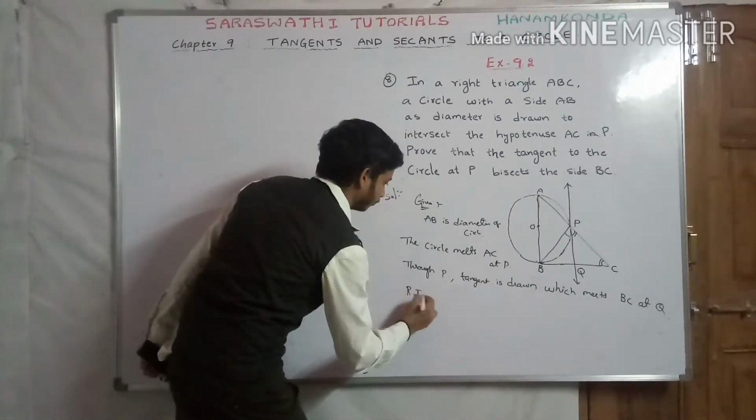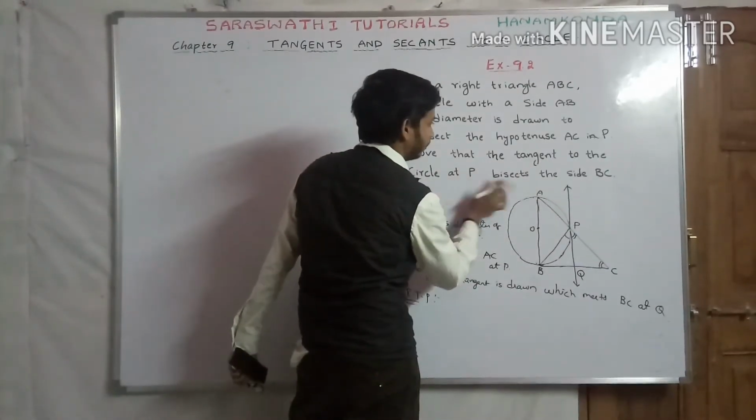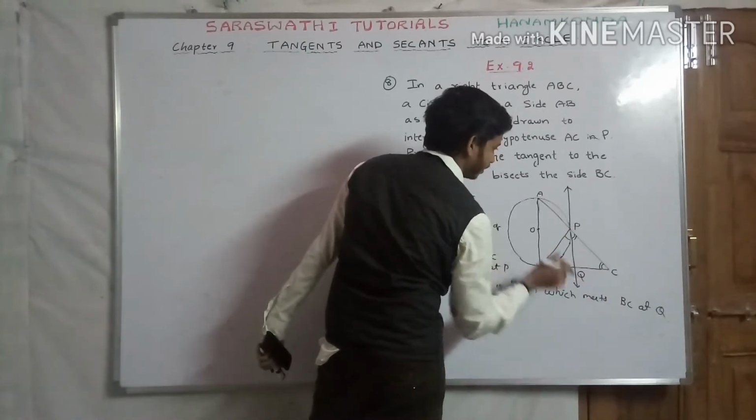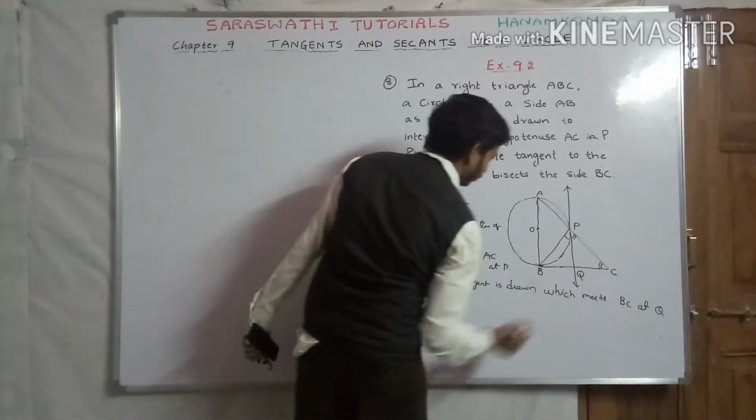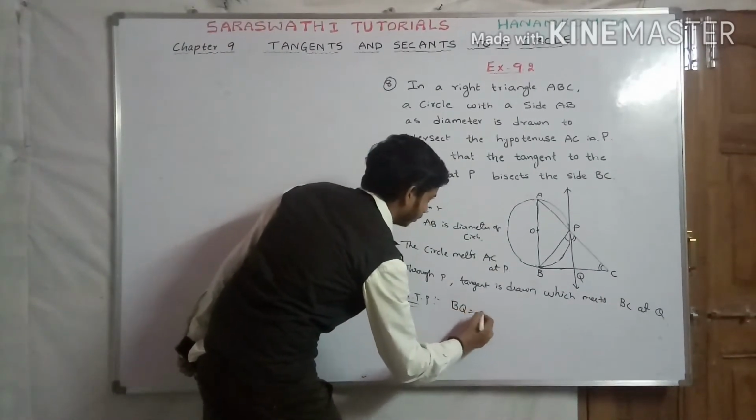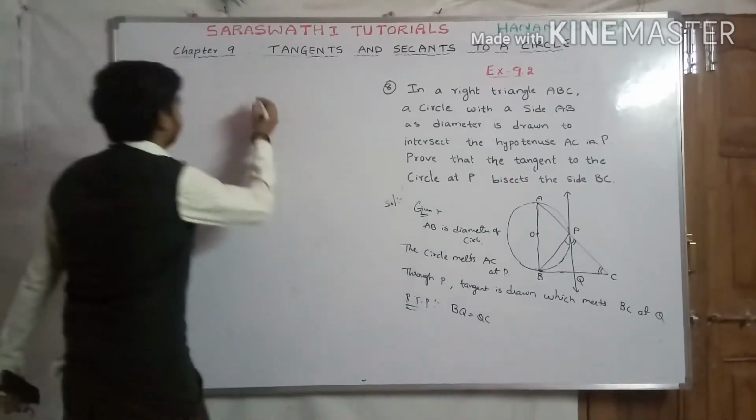Required to prove: we have to prove that the tangent to the circle at P bisects the side BC. That means the tangent bisects BC into two equal halves. That means BQ equal to QC we have to prove. Okay. Now proof.